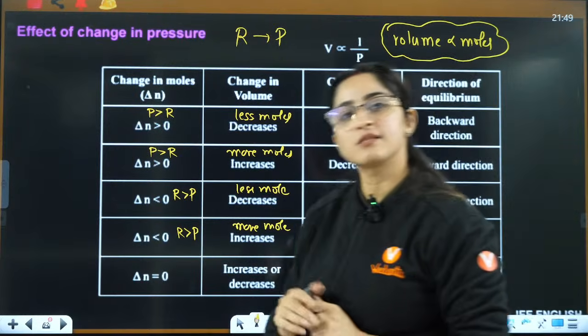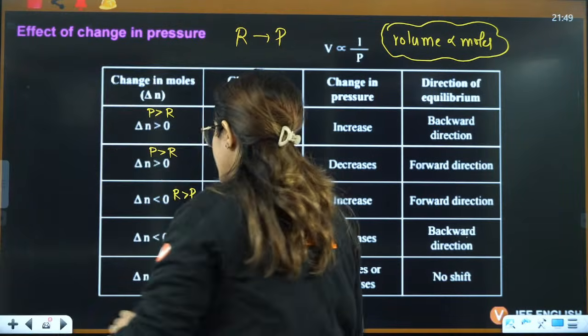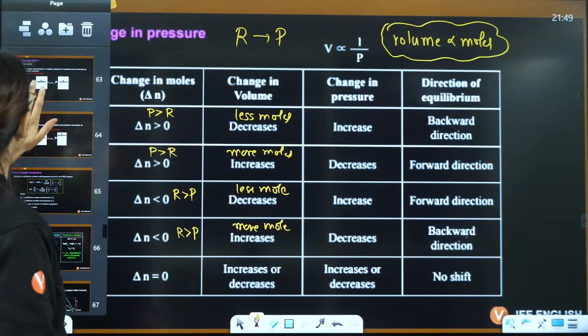Where delta Ng is 0, no changes there, right? Okay, simple, easy peasy, right? Easy peasy. Yes, students, right?